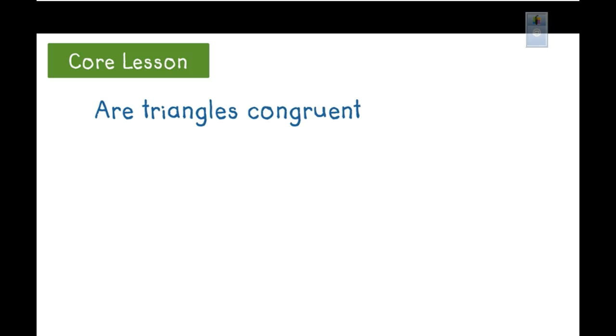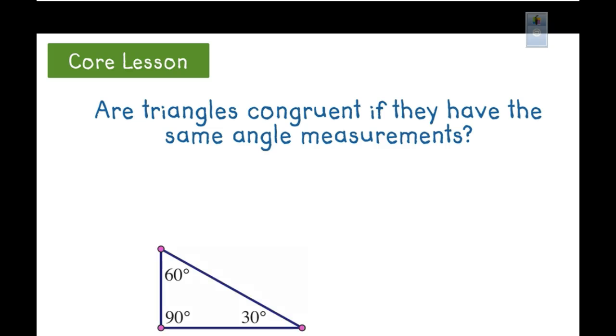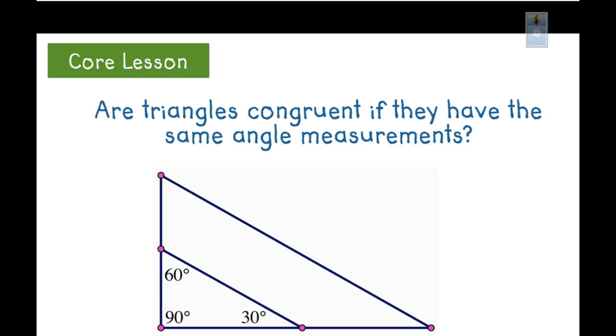Are triangles congruent if they have the same angle measurements? Let's look at an example. If we start with this small triangle and then extend each side, we can create a larger triangle by drawing a parallel hypotenuse. So in your homework, sometimes I'm going to ask you similar triangles and they will overlap like this. These two triangles both share this angle of 90.